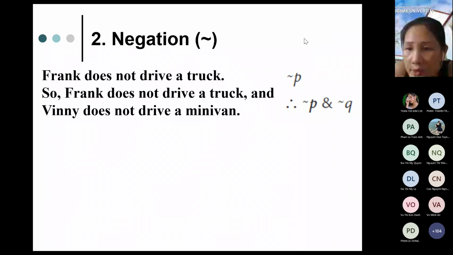I saw the first picture from Ngọc. Oh, Ngọc Thảo. I don't see the symbolic form of your argument in the picture. I saw your names: P means Frank drives a truck and Q is Vinny drives a minivan. Very good. But you need to have the symbolic form of the whole argument, similar to Bích Liu's answer. Also, the names are the same, but you don't have the symbolic form.